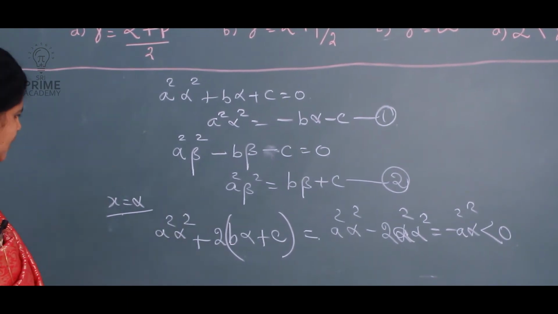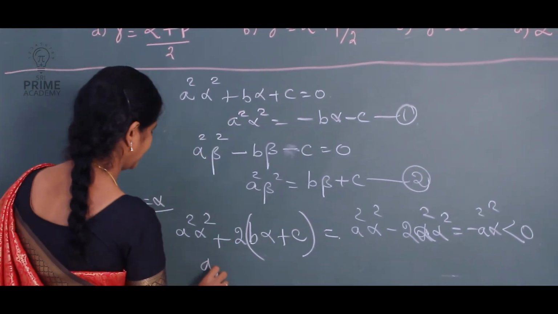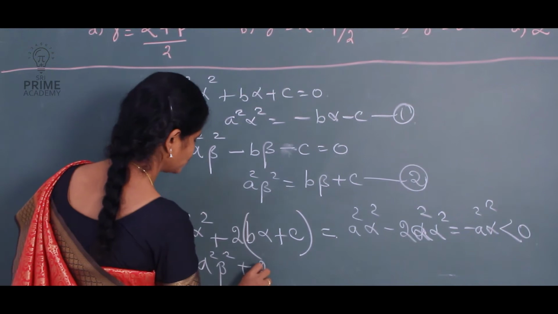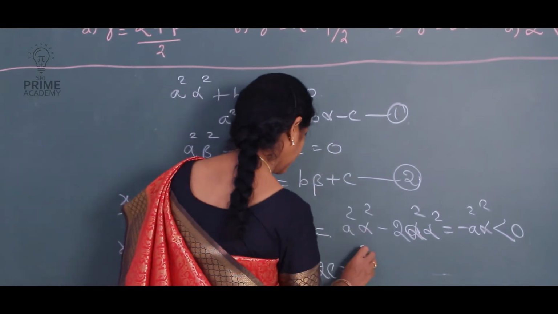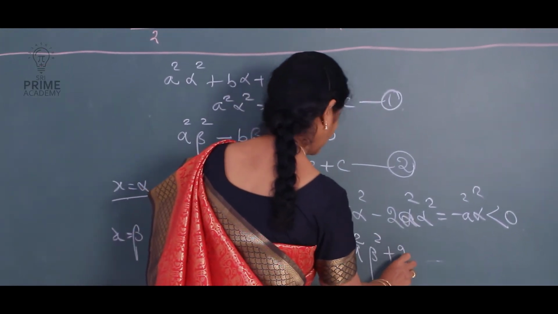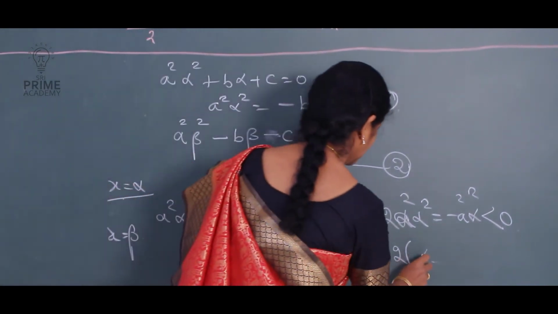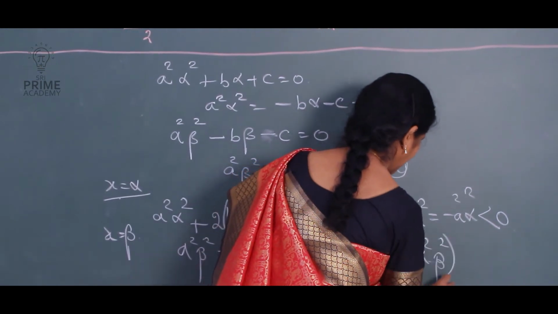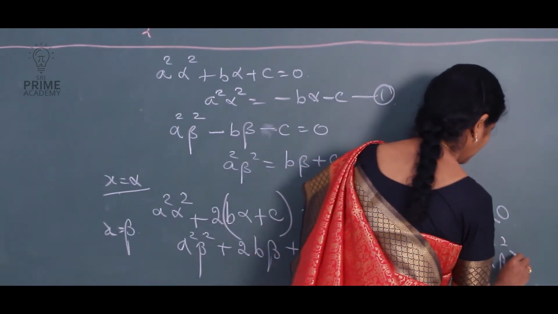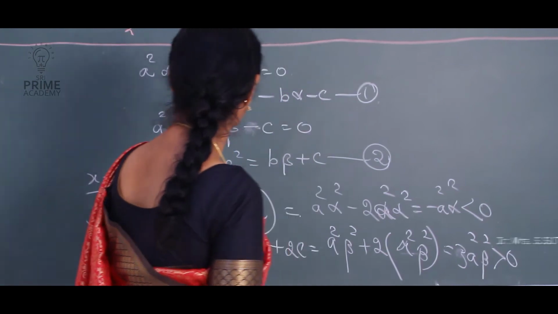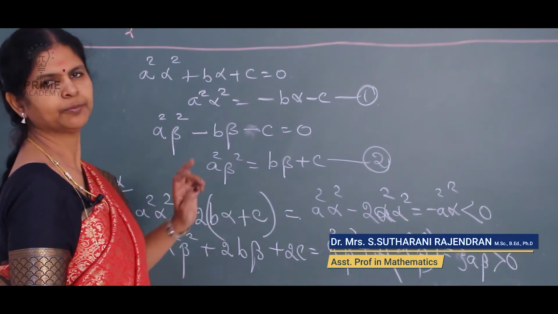Again put in the third equation x equal to beta. So when you substitute x equal to beta, what happens? Therefore a square beta square plus 2b beta plus 2c equal to a square beta square plus 2 into b beta plus c, which is a square beta square. So the answer is 3 a square beta square, which is greater than 0. So when you substitute alpha, you get the expression less than 0. When you substitute beta, you get positive.